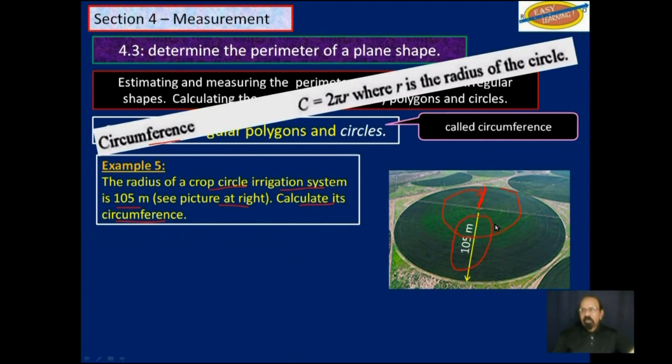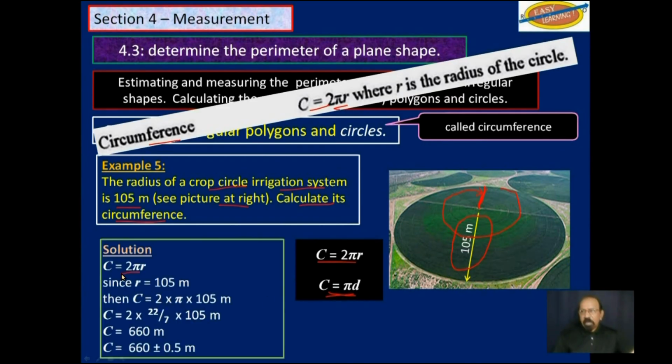Well, CSEC gives us a formula that says circumference is equal to 2 pi r. That is the perimeter of the circle, which is called the circumference. You can also use pi d. So circumference is equal to 2 pi r. r is 105 meters. Circumference is equal to 2 times pi times 105. You work that out and you get 660 meters.